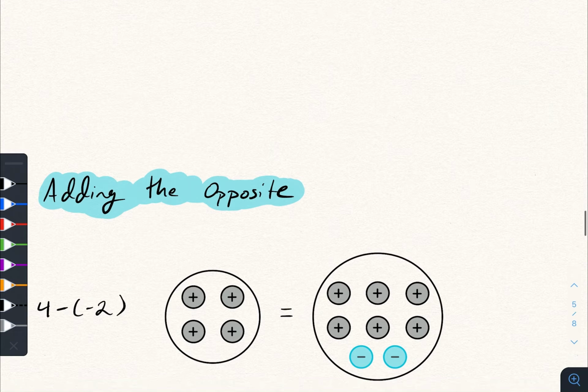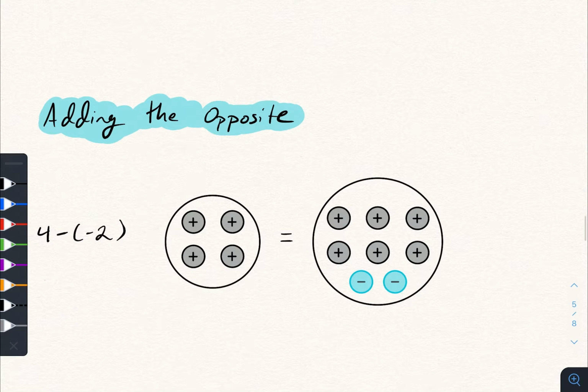And this is when we start combining positive and negative numbers in our subtraction problem. So if I wanted to do 4 minus -2, I start with a model for 4, and then I want to take away -2. So here's a model for just positive 4. I have 4 positive chips. And when I subtract -2, what I need to do is take away 2 negative chips.